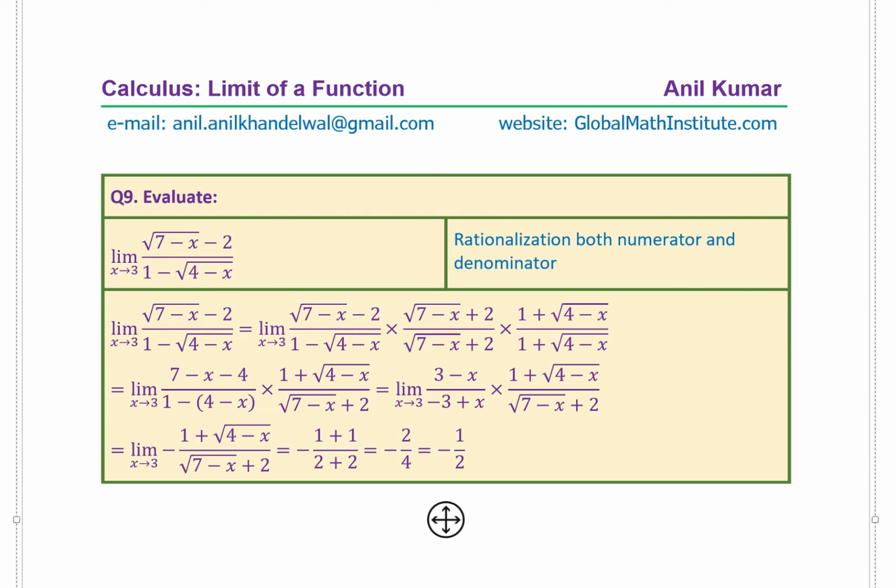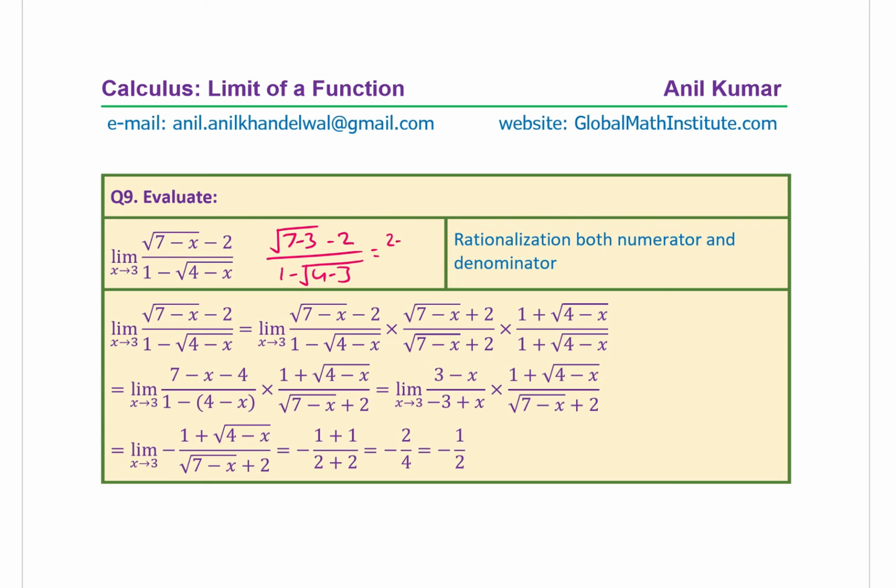Big time. Now, what I do here is let me substitute x equals 3 first. So when I write square root of 7 minus 3 minus 2 over 1 minus square root of 4 minus 3, what do we get? 7 minus 3 is 4, square root of 4 is 2, right? So we get 2 minus 2 here. Here we get 1, 4 minus 3 is 1, 1 minus 1. So we do get 0 over 0. So definitely this is indeterminate form.